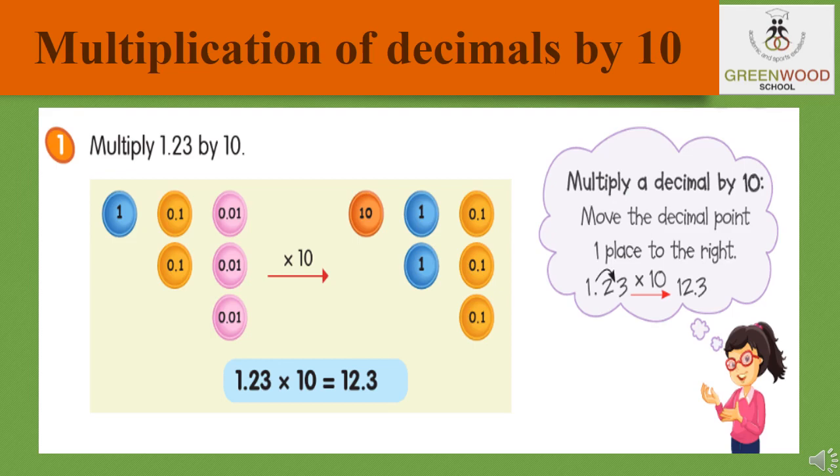Next topic is multiplication of decimals by 10. Multiply 1.23 by 10. Now instead of multiplying all the numbers, there is one shortcut method. Now in 10 we have 1 zero. That means you will move the decimal point by 1 digit to the right side. So when you multiply 1.23 into 10, you will get your answer 12.3. The decimal point after 1 shifted after 2.